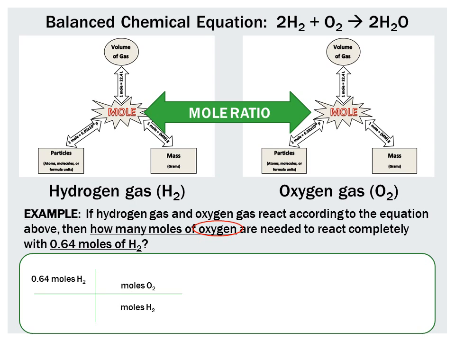Once I have this written, moles of what, I come to my balanced equation and fill it in with the coefficients. So in front of the oxygen there's nothing, so it's a 1. In front of the hydrogen there's a 2, so I plug in a 2 down here. That's a mole ratio. 1 mole of oxygen for every 2 moles of hydrogen. The moles of hydrogen cancel out, and I'm left with moles of oxygen. Plugging into my calculator, I just do 0.64 divided by 2, which gives me 0.32 moles of oxygen.